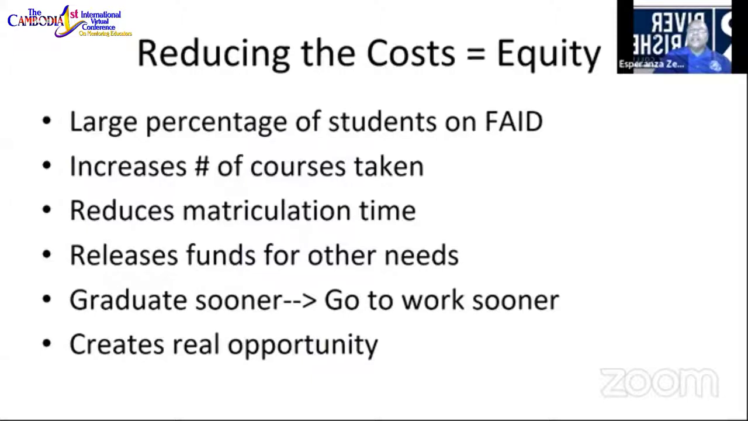Ultimately, the goal is to get them to graduate as quickly as possible. So when you reduce the cost, students can graduate sooner. That means they can go to work sooner, right? Because the whole goal at a community college, in many cases, we have students who are transferring to four-year schools, but we have a good number of students who are trying to get a credential to go to work. And by reducing the cost of a degree, they can go to work sooner. And that creates real opportunity for them, right?